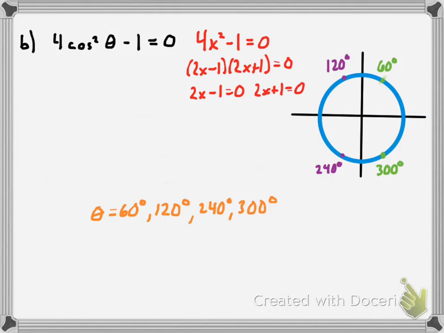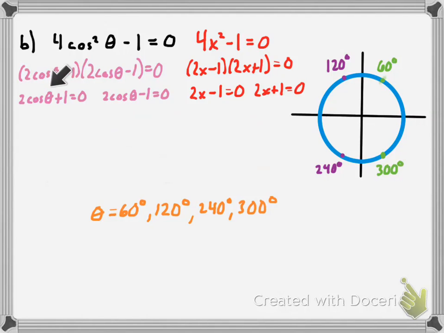Well, we can do the same thing here with the trig values. 4 cosine squared theta is a perfect square, so is 1, so that's a difference of squares pattern. And you could simply factor that then into conjugate pairs. 2 cosine theta plus 1 times 2 cosine theta minus 1. And then you set each factor equal to 0. And then solve those equations separately.